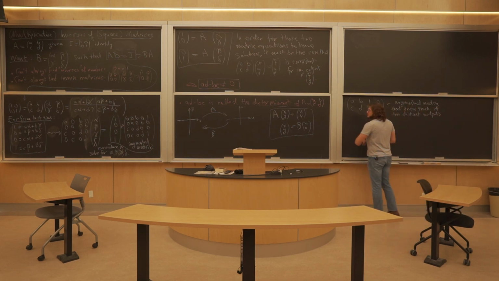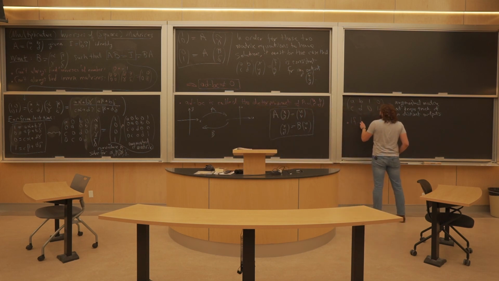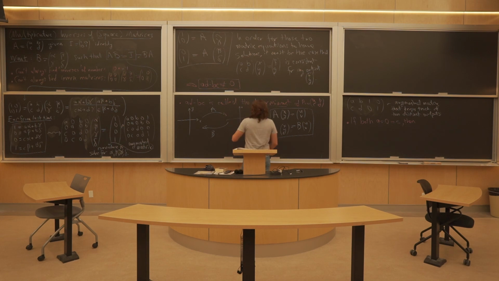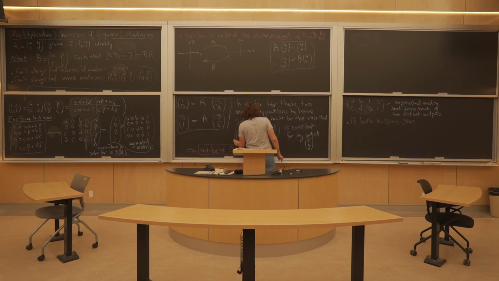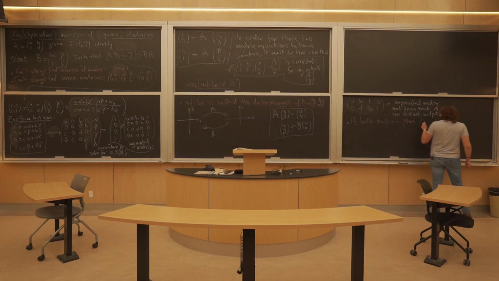So we have this. Let's note that if both A and C were 0, again, this star would be violated. Let me note this.